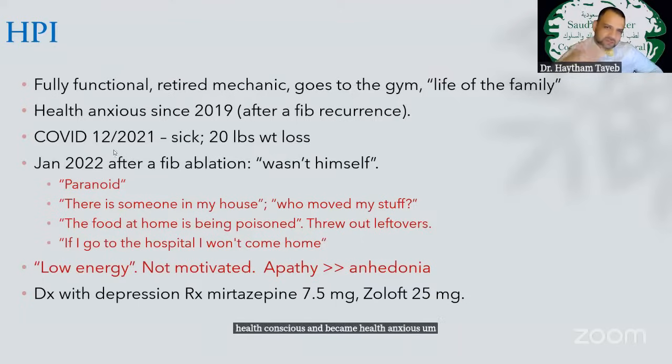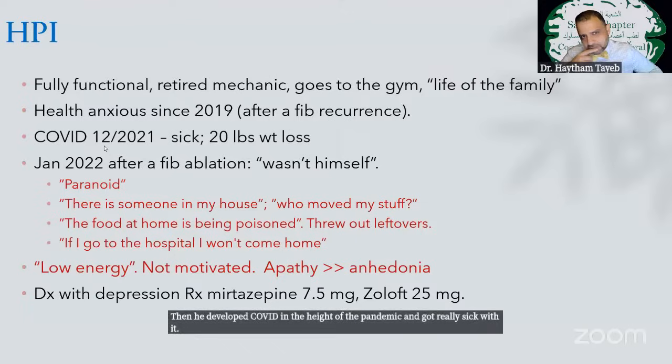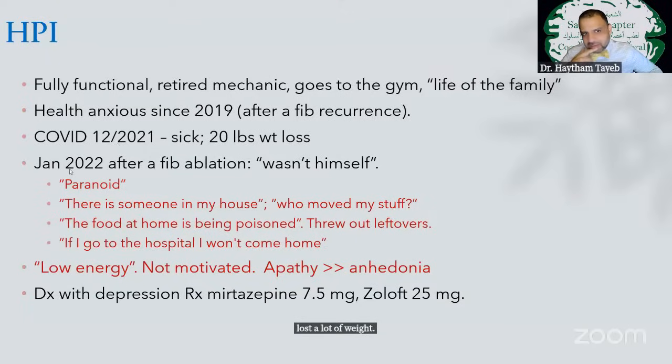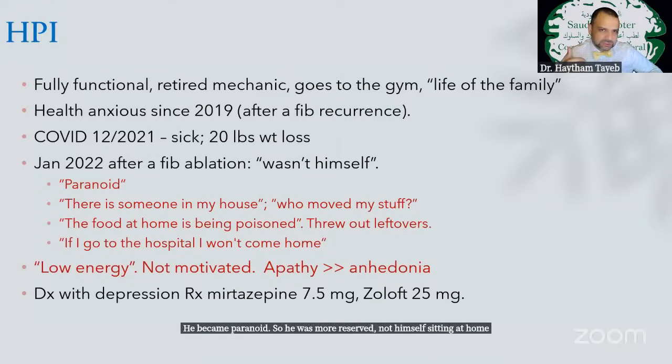He has some history of atrial fibrillation, and he got rhythm converted, and then he had a recurrence. It was 2019. Then he developed COVID in the height of the pandemic and got really sick with it. Lost a lot of weight. And then subsequent to that, he became paranoid. So he was more reserved, not himself, sitting at home, not doing much.